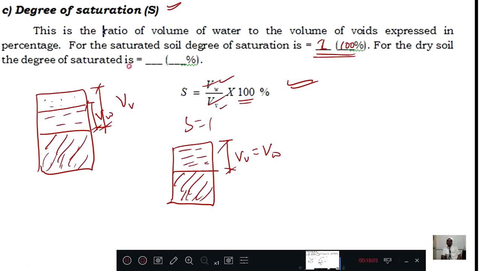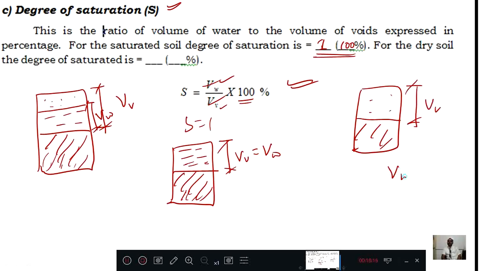For the dry soil, what is the degree of saturation? For dry soil, what happens? Only solids and air are there. Then the volume of voids, Vv, is present, but Vw, the volume of water, is not there. Therefore, 0 over Vv, so S equals 0. Therefore, for the dry state of soil, this will be 0 or 0%. This is the degree of saturation.